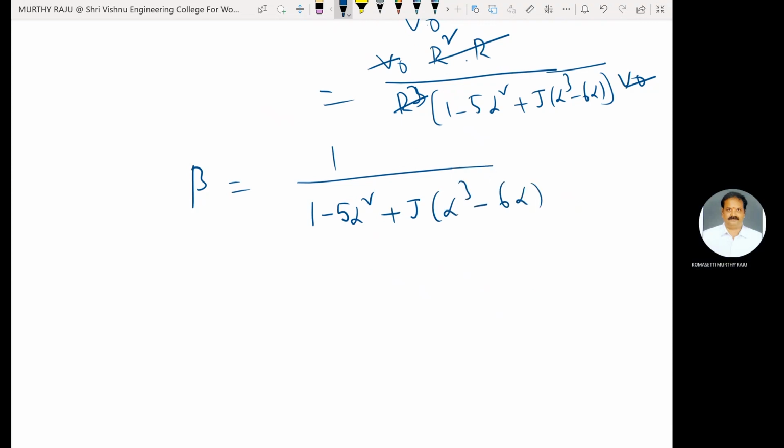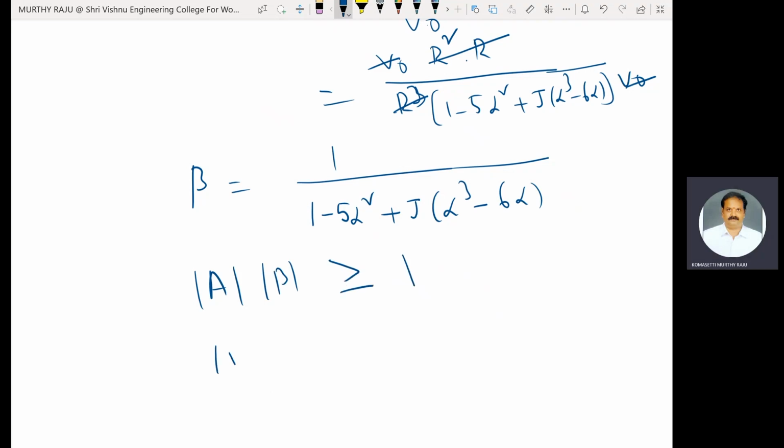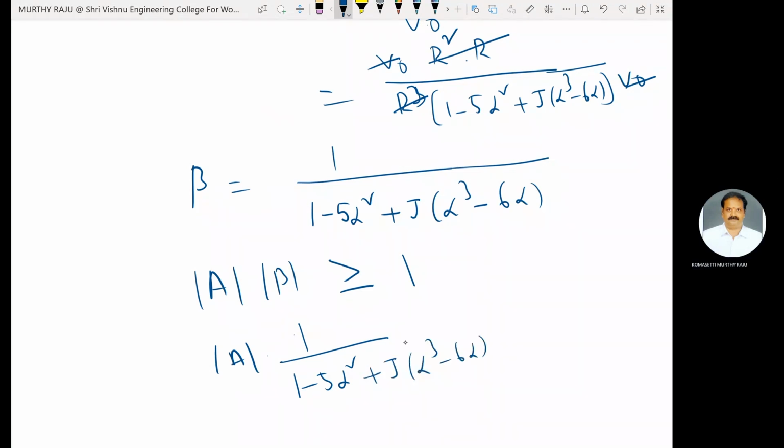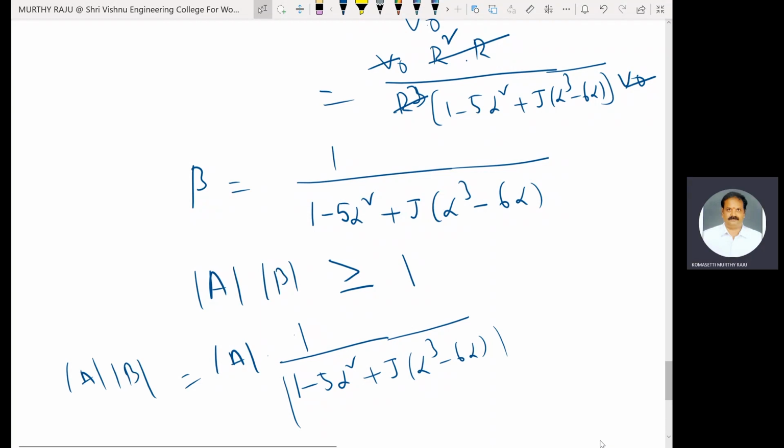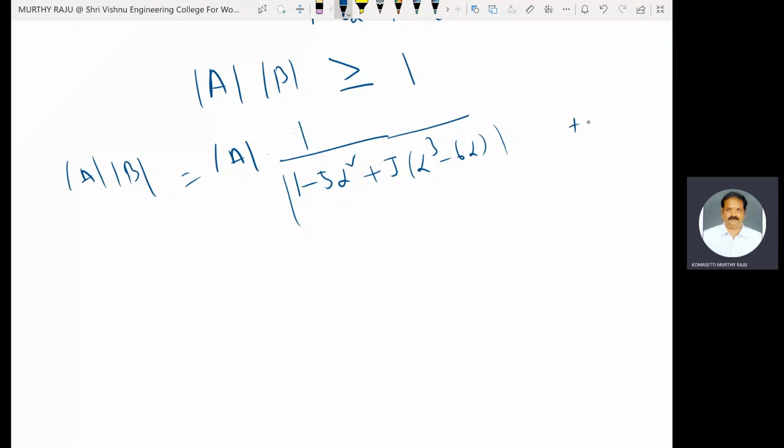We know that for total phase shift, the loop gain value mod A mod beta is greater than or equal to unity. Therefore mod A and mod beta value is 1 by 1 minus 5 alpha square plus j into alpha cube minus 6 alpha. Total phase shift degrees are 0 degrees or 360 degrees. Tan inverse of 0 by something is 0. 0 by something is some a plus jb, tan inverse of b by a.